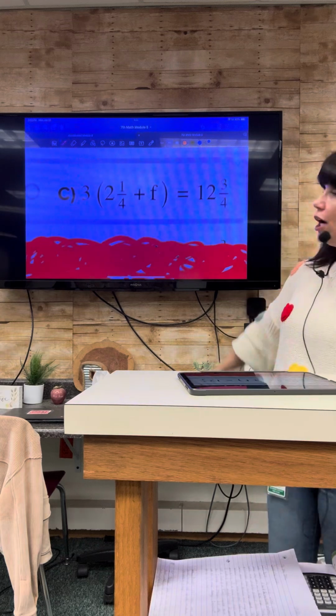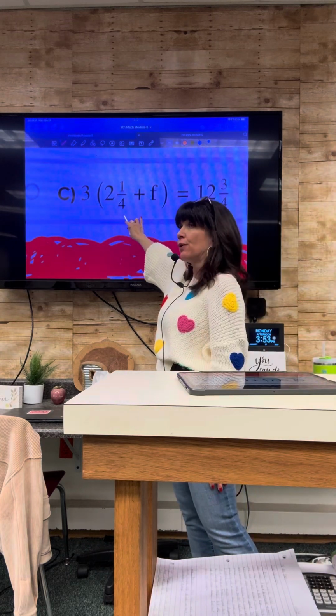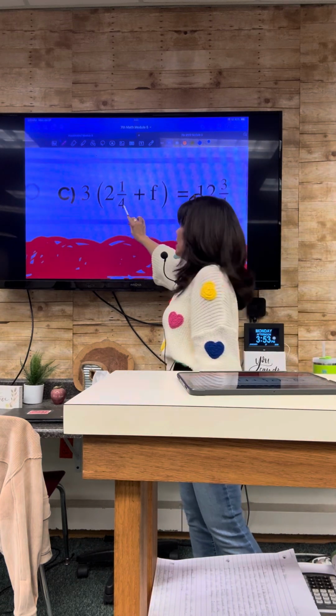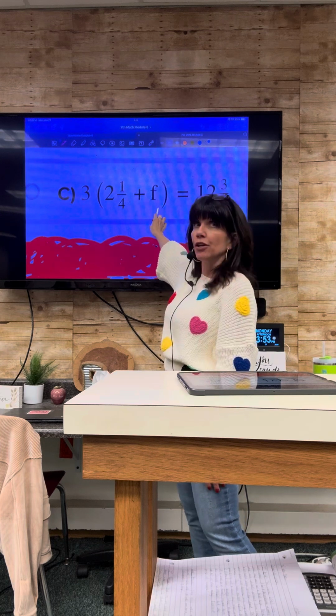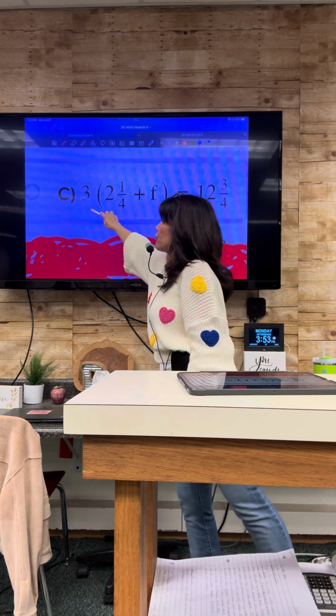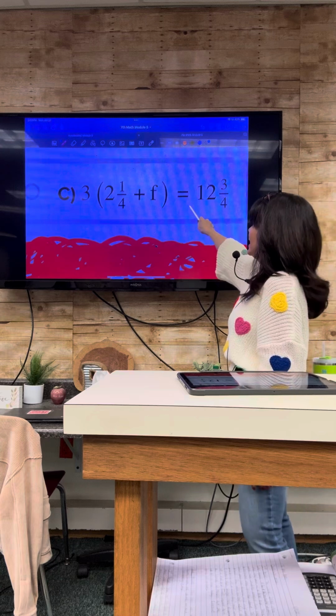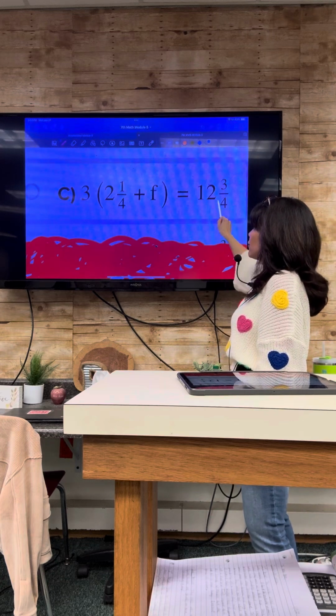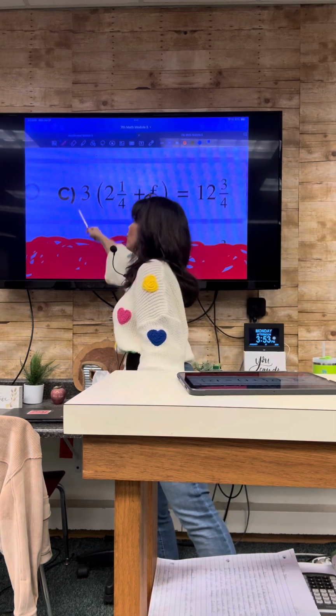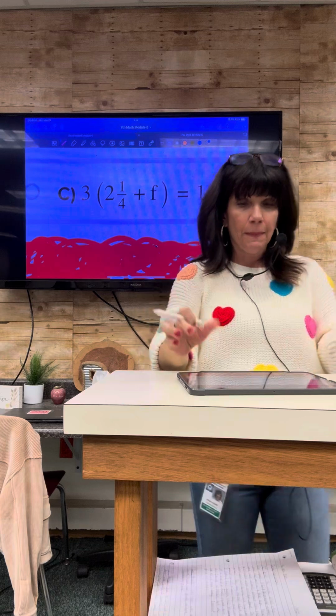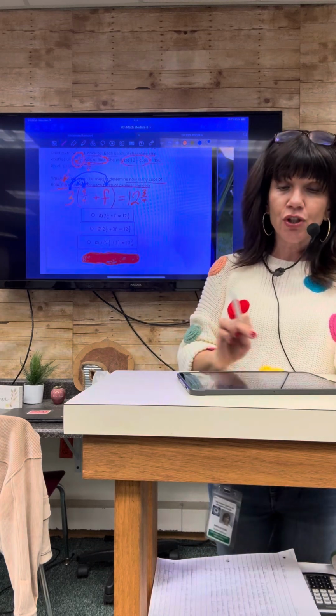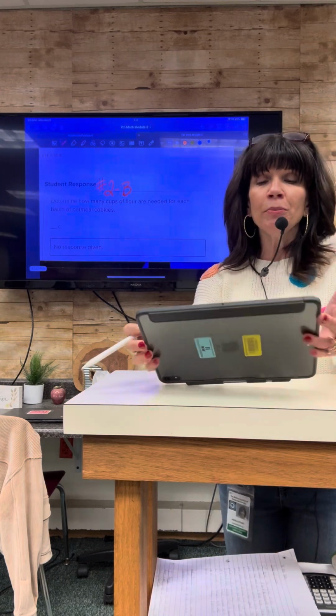3 sets of 2 1/4 cups of flour for the chocolate chip cookies plus the unknown number of cups of flour for the 3 batches of oatmeal cookies, equaling a total of 12 3/4 cups of flour for all the cookies. All right, now let's look at 2B. Determine how many cups of flour are needed for each batch of the oatmeal cookies.